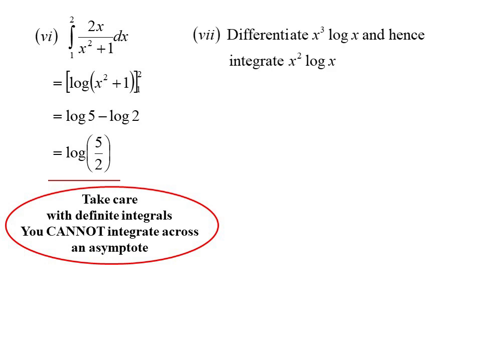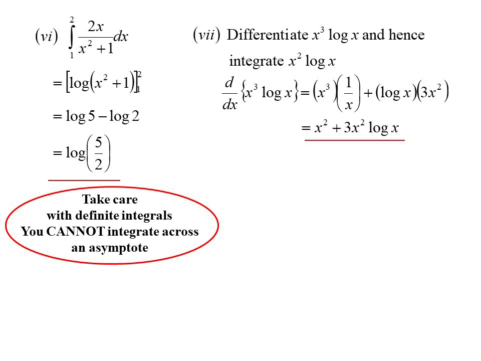Sometimes we'll see questions like this where they basically are giving us a clue or helping us out. Differentiate x cubed log x and hence go and integrate x squared log x. Differentiate x cubed log x, write down the first, x cubed. The second, differentiate log x, we get 1 on x, derivative on function. Plus, write down the second, log x. Differentiate the first, we get 3x squared. We end up with x squared plus 3x squared log x.